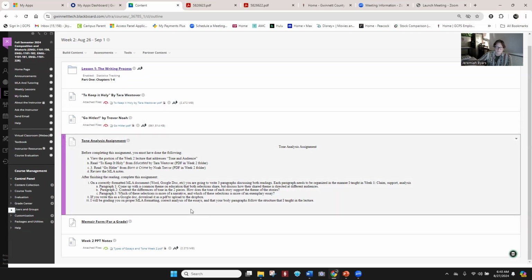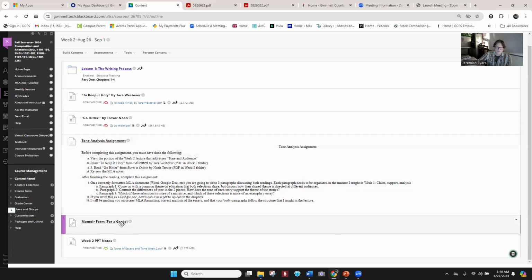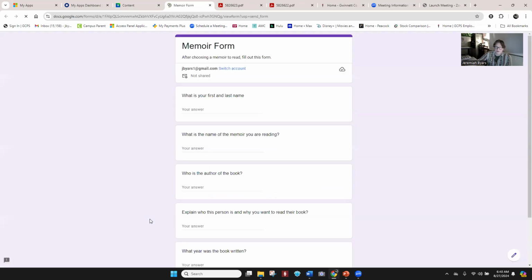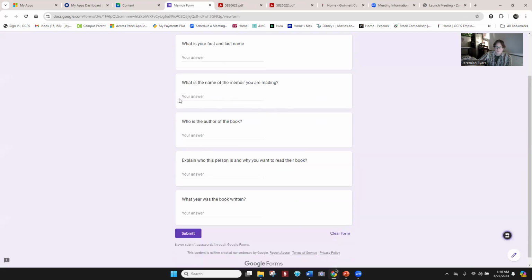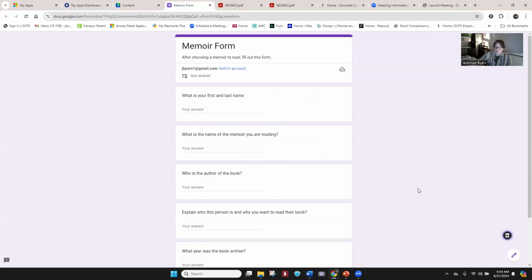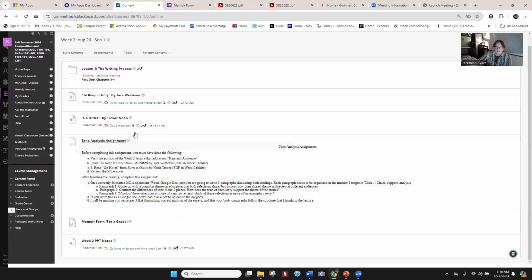Then you also have this memoir form that you have to fill out, and it's for a grade. What is your first and last name? What is the name of the memoir you are reading? Who is the author of the book? This is for a grade, okay? I want to make sure everyone has picked a memoir, all right? If you read either To Keep It Holy or Go Hitler, and you're like, wow, those are really good chapters, I want to read the entire book, then you can pick those.